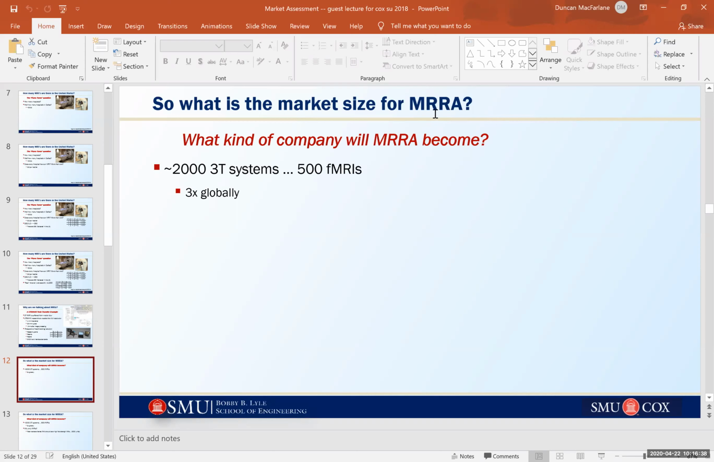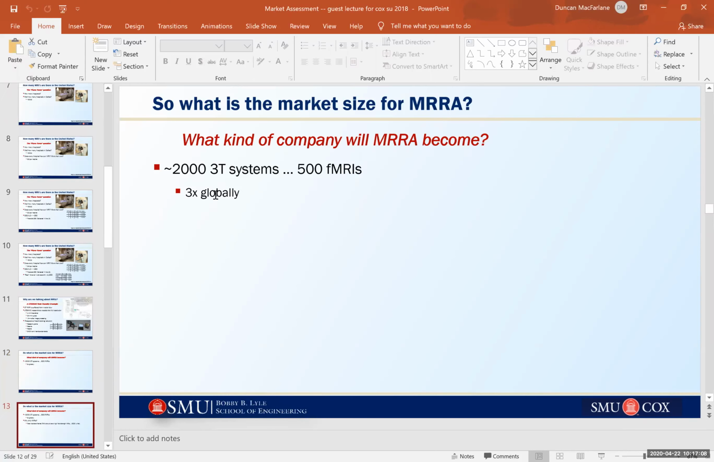If his company was just about fMRIs, what would that company look like? How big would it be? How opulent or how nice would the office be? If you think about about 2,000 3T systems, maybe a quarter of those are directly applicable to the product, 500 MRIs. Maybe globally you've got about 3 times that.